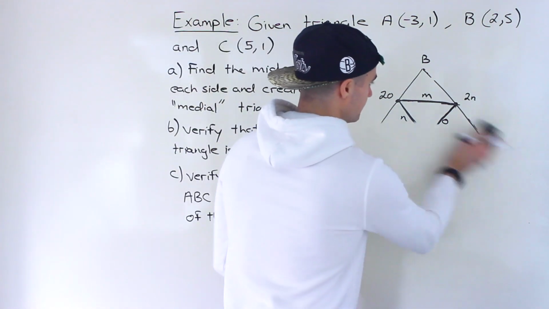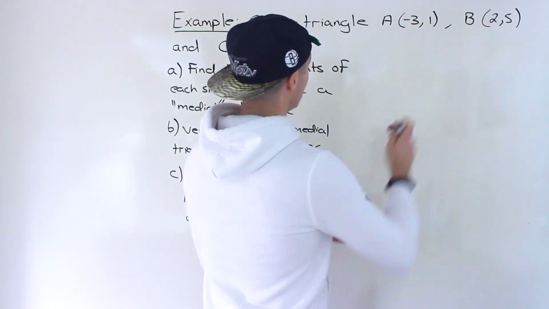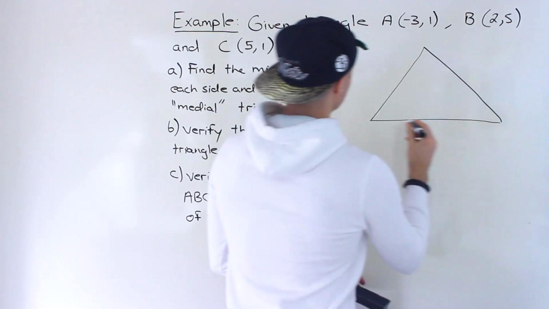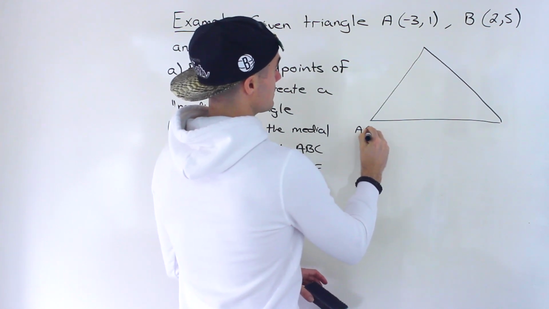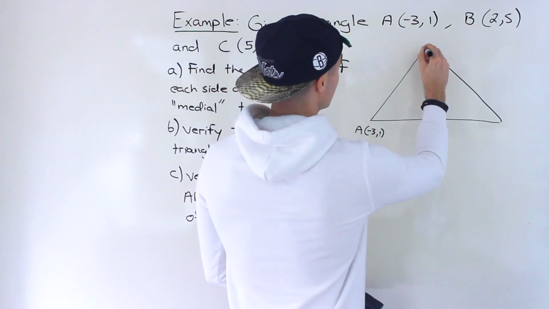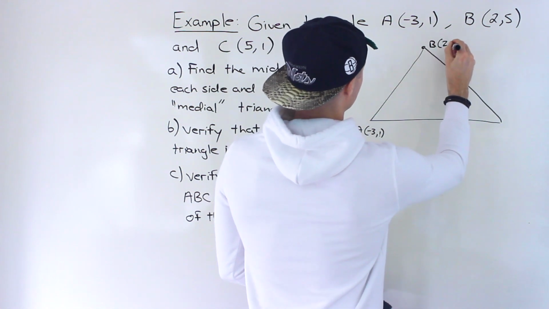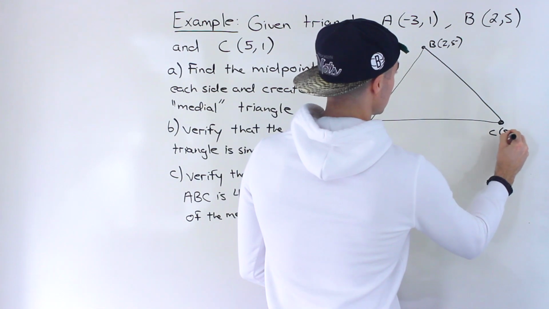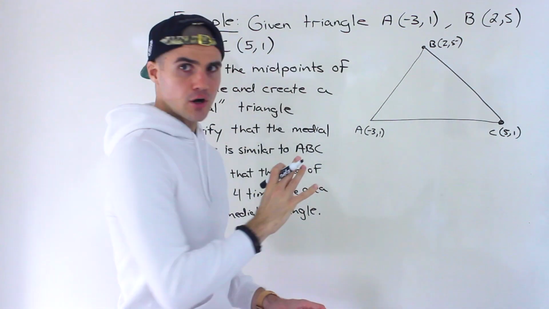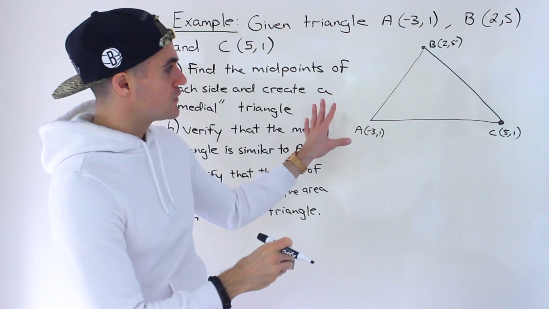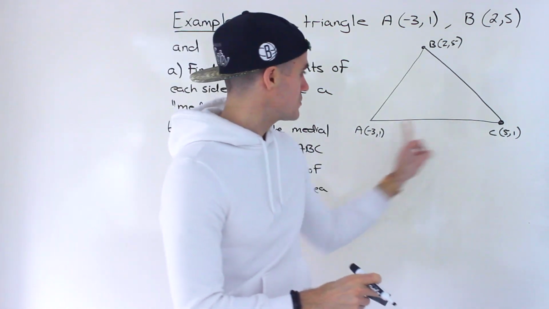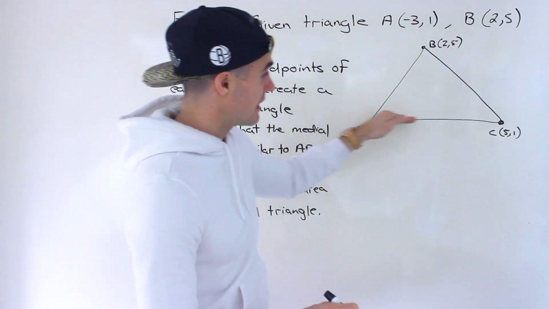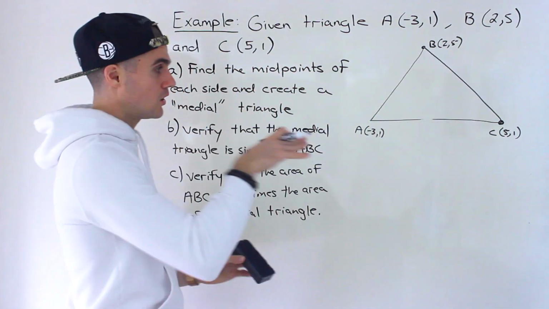So let me draw a new triangle over here. So we'll have A, -3 and 1. Over here we'll have B, 2 and 5. And then we'll have C over here being 5 and 1. And if you draw this on a Cartesian plane, it's going to have this kind of shape because these two y values, the 1 and the 1, are the same. So this line here is just going to be a horizontal line.